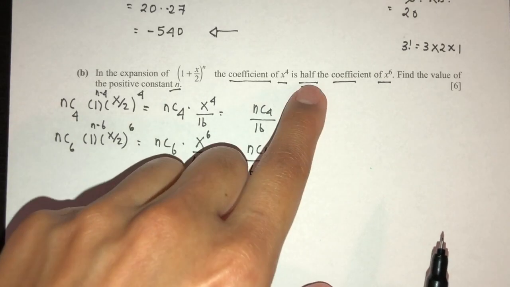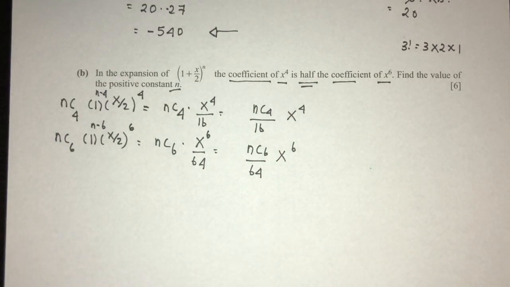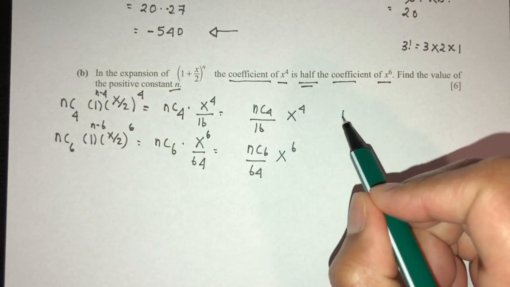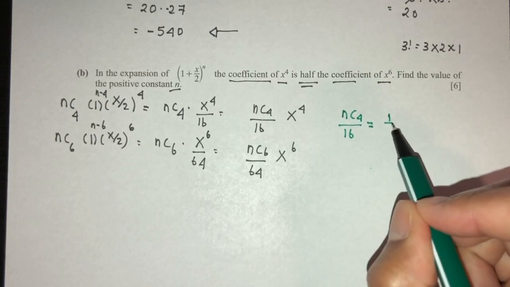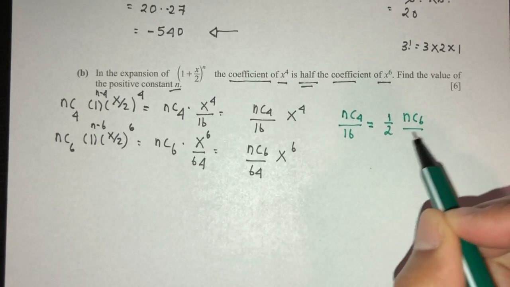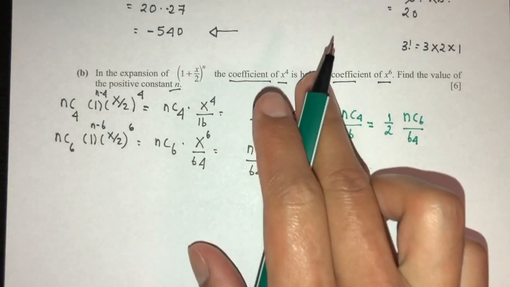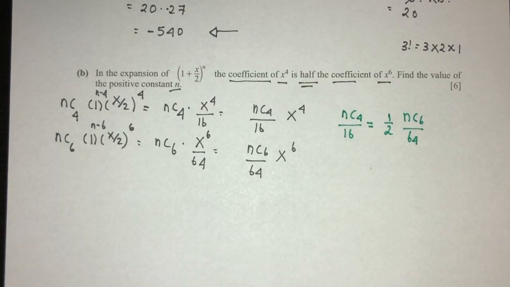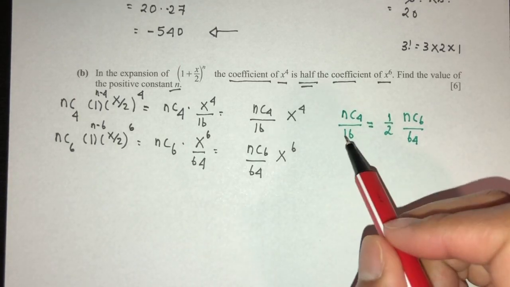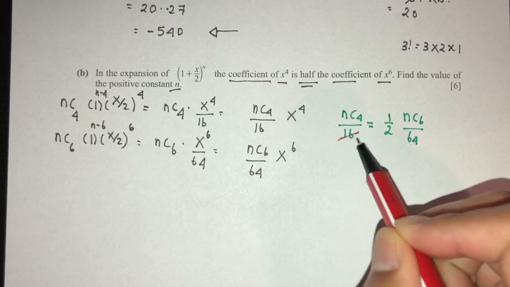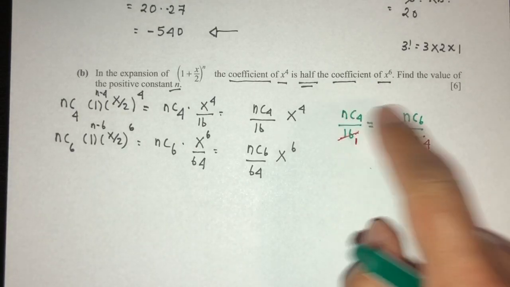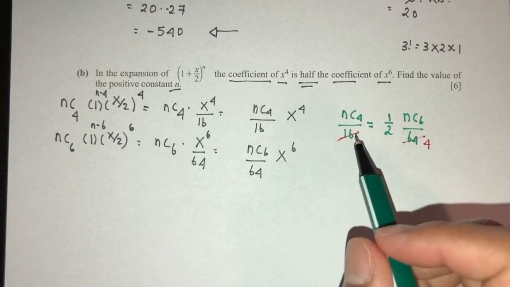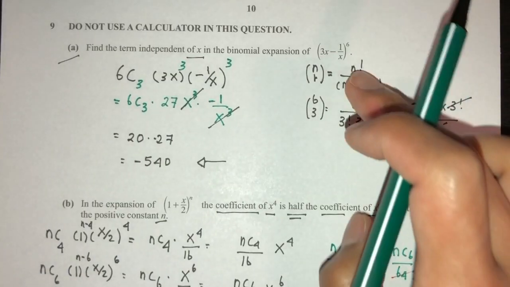So now we have to use this information that we have been provided to find the value of n. It says that n choose 4 over 16 is equal to half of n choose 6 over 64. That's what is given here. Now we can simplify. You can try to divide by 16. That will be 1, 16 will become 4, right? And for this one, we can try to replace. So as we know, from here, right?